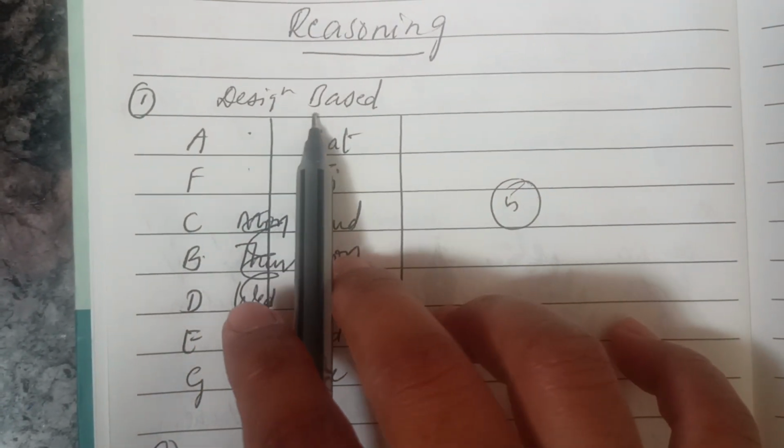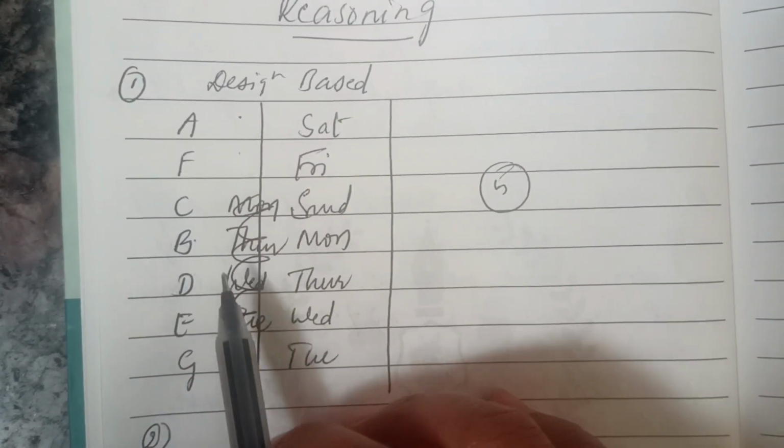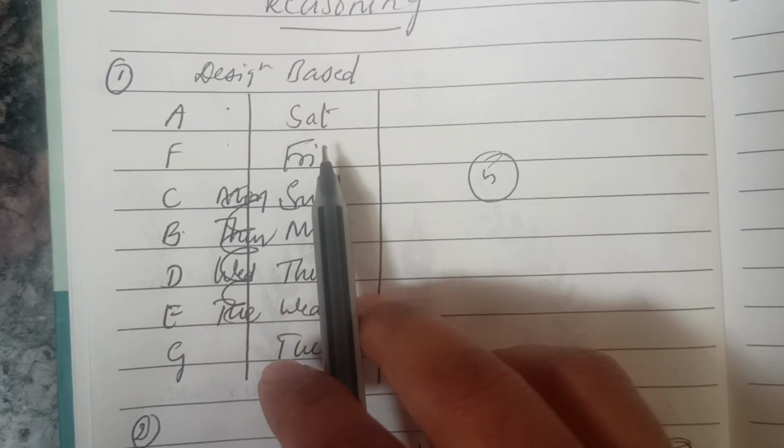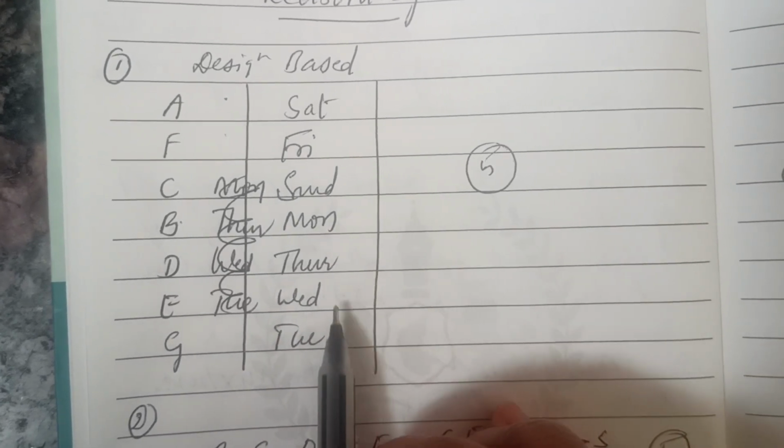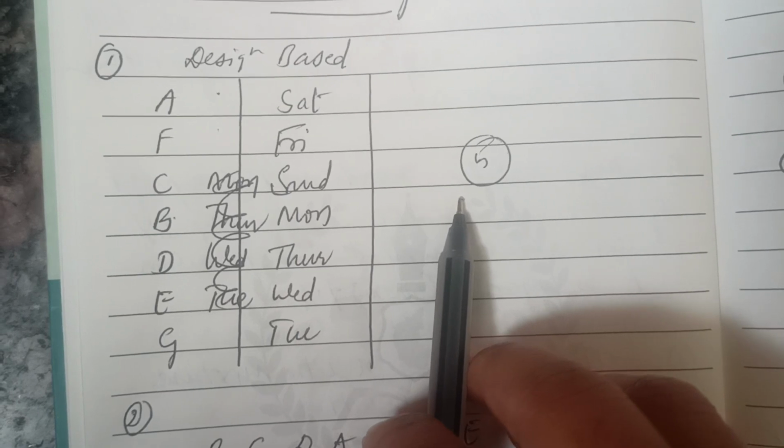There was a designation-based puzzle. This is the sequence I got: A F C B D E G, and this is Saturday, Friday, Sunday, Monday, Thursday, Wednesday and Tuesday. It was also doable. This comprised 5 questions.